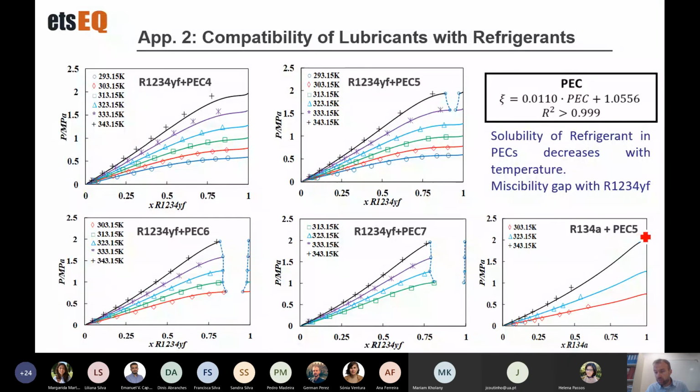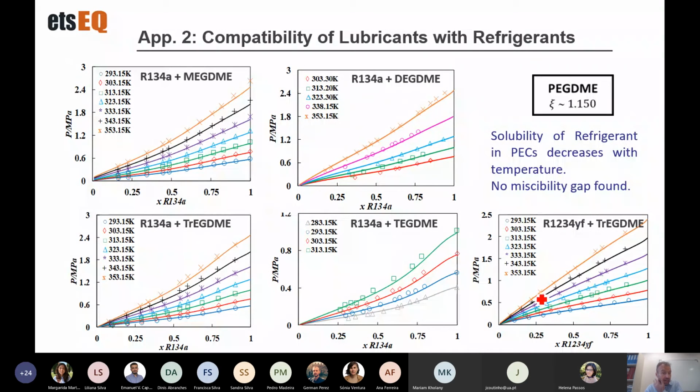However, for R134A with PEG 5, which is the only one where information is available, we did not find any immiscibility gap. When we tried the other lubricants, no immiscibility was found either. So this is interesting, because in one case we have an immiscibility gap and in the others there is none. In all cases, we use a binary parameter very close to 115.